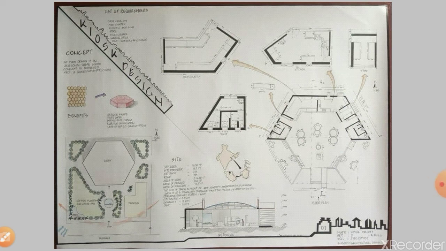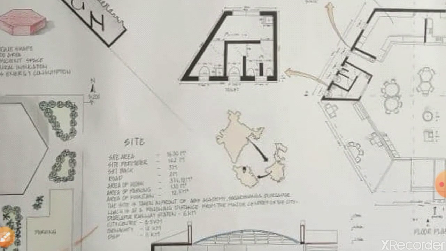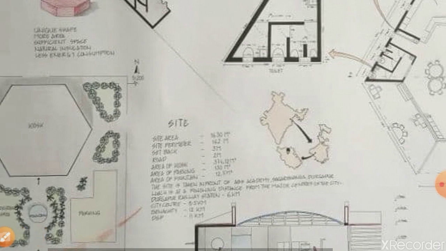My site is located near ABS Academy, Durgapur, Sagar Bhanga. It has the following distances from the major centers of the city: 6 kilometers from Durgapur railway station, 5 kilometers from city center, 12 kilometers from Benachity, and 18 kilometers from DSP.